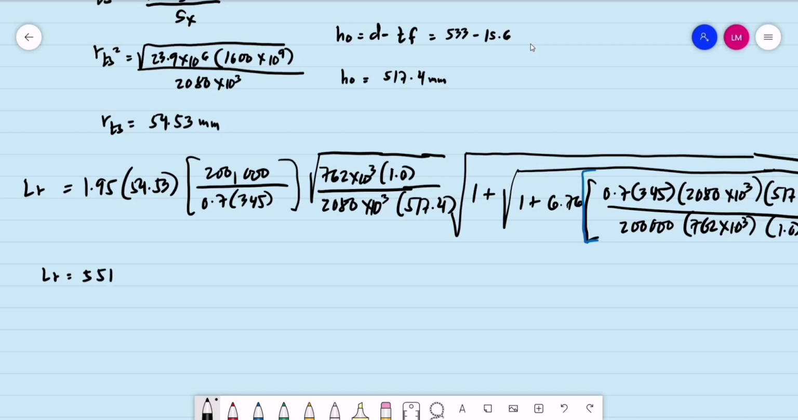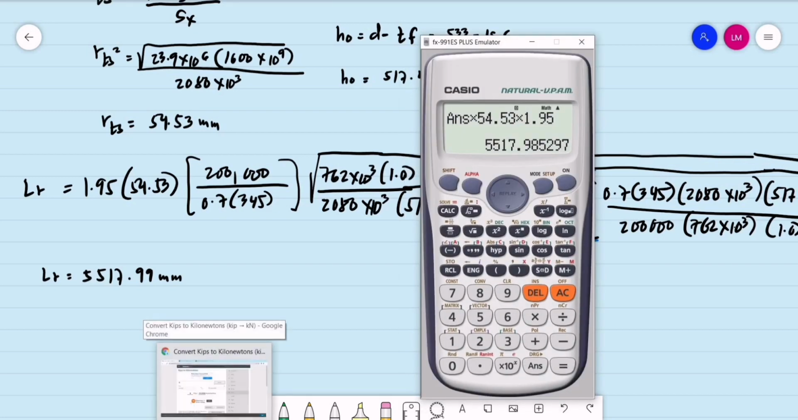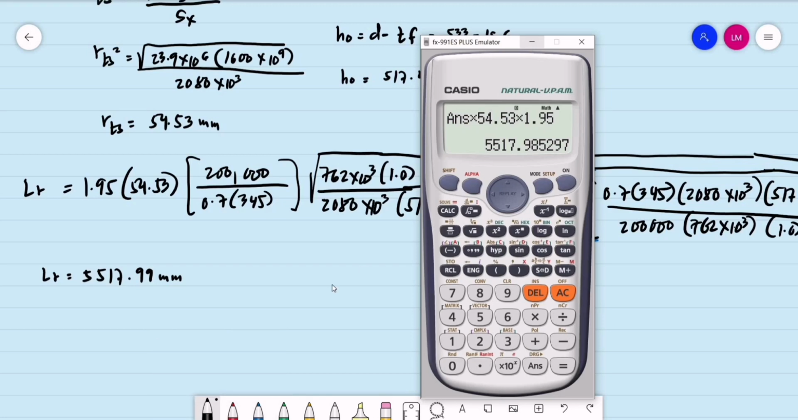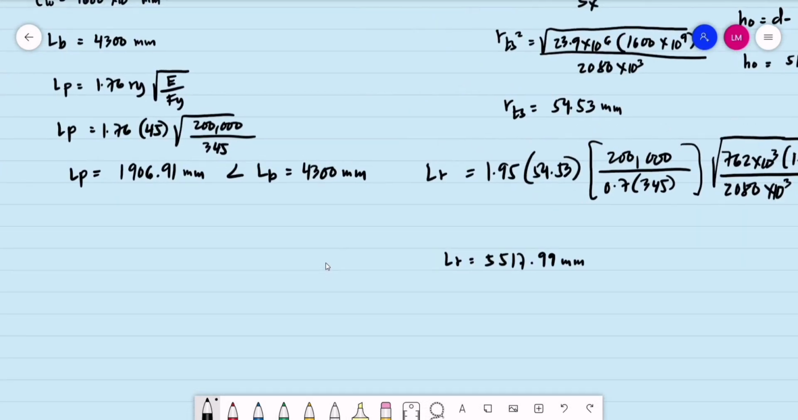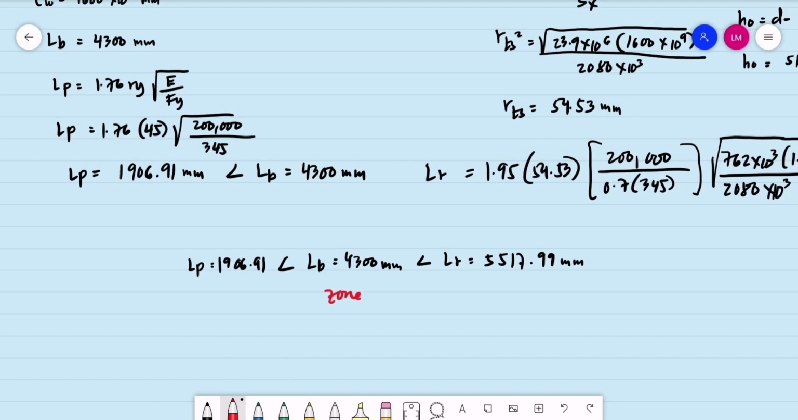So let's say we have our L sub r is equal to 5,517.99 millimeters. So obviously, based on our previous values, this value of L sub r is greater than our L sub b equal to 4,300 mm. And L sub b is greater than our L sub p equal to 1,906.91. So our section will fall under zone 2. Okay, so it will be zone 2.